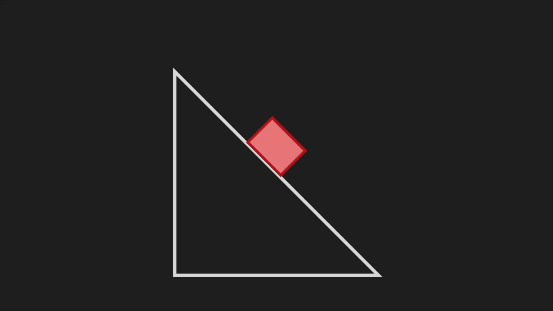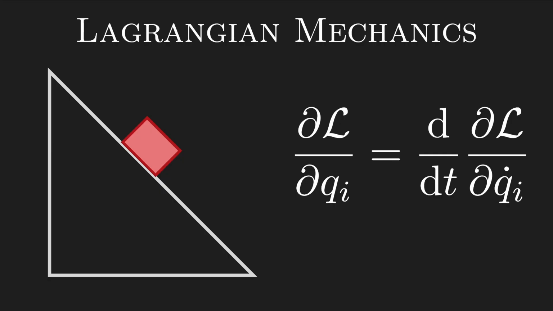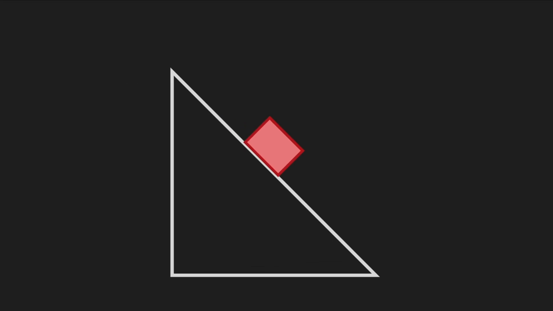In this video, we will be solving a box and a slope problem using Lagrangian mechanics. This formulation of classical mechanics is very powerful, but it can also be confusing at first. This problem will provide a concrete example that will illustrate its versatility over the classical Newtonian method. Let's begin by defining our problem.